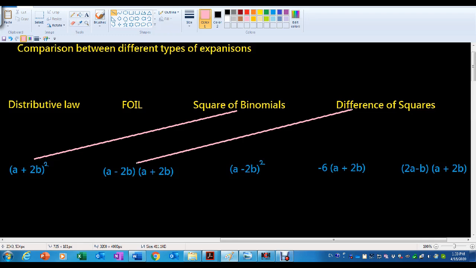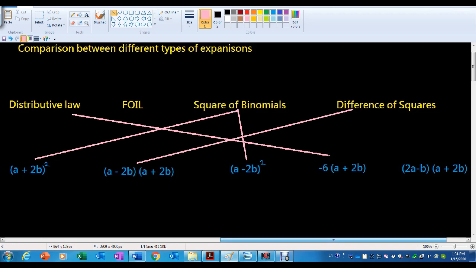And this one, a minus 2b squared. You see a square of a binomial, so again, it belongs to here. How about this one, minus 6 outside, a plus 2b. That's a single term multiplied by a bracket of two terms. Okay, so that's what we are going to use. We are going to use the distributive law.